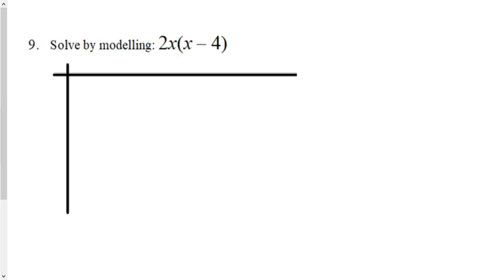Question 9, solve by modeling. Multiplication of a monomial. I'll put my monomial down here. They're positive, so I'll shade them in. Your binomial will be an x and a minus 4.